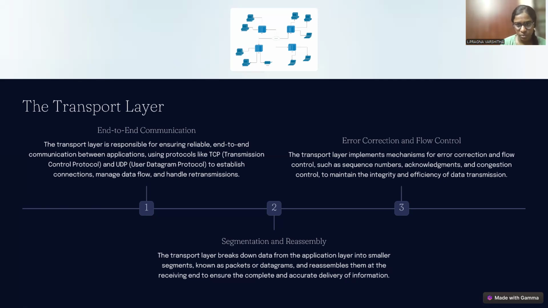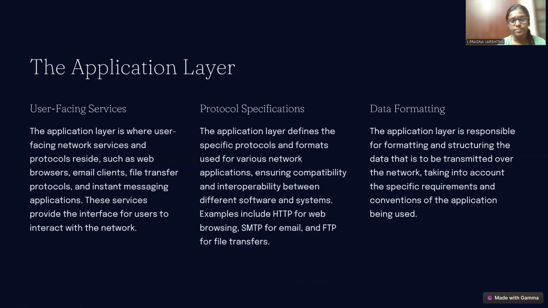Third one is error correction and flow control. The transport layer implements mechanisms for error correction and flow control such as sequence numbers, acknowledgements, and congestion control to maintain the integrity and efficiency of data transmission.